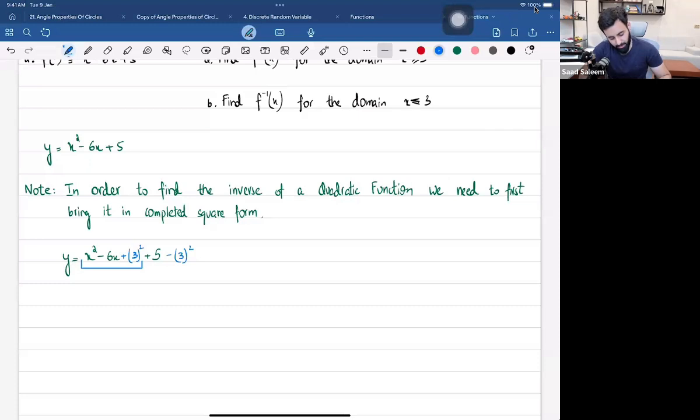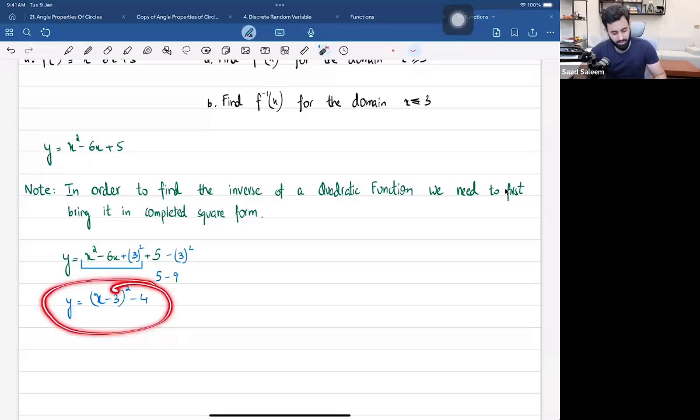Okay, so this part of the expression is the expanded version of x minus 3, the whole thing squared. This becomes 5 minus 9, and that's equal to minus 4. So the completed square version of x squared minus 6x plus 5 is x minus 3, the whole thing squared, minus 4. Now you can see that x is compressed, it's in one place. So now if I ask you to make x the subject of this equation, it'll be much easier compared to this. In fact, in this, it's not even possible.